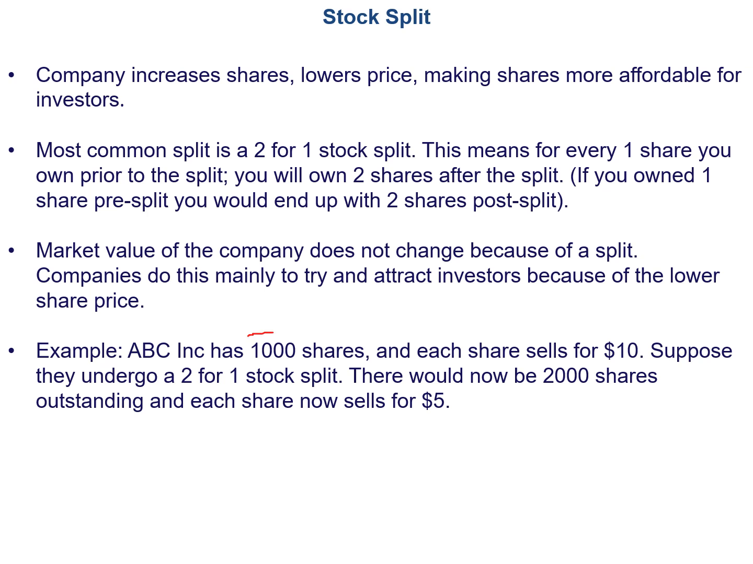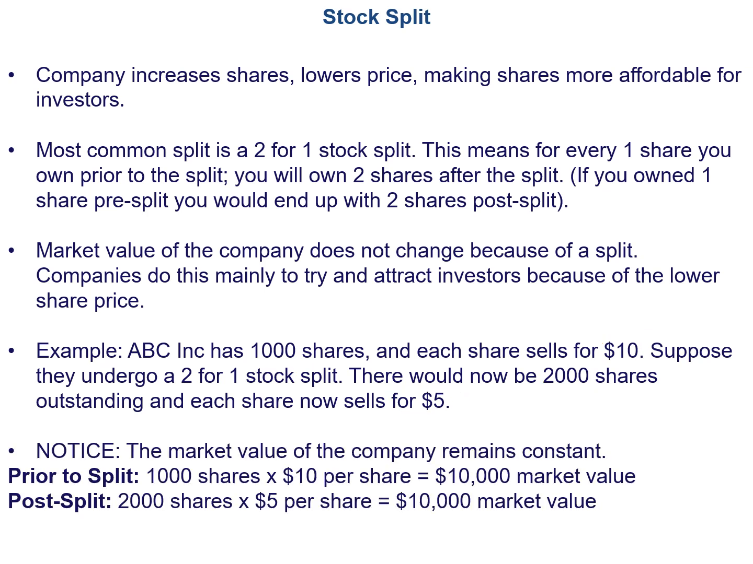So notice that we started with 1,000 shares, and after the split, since it's a 2-for-1 split, the shares have doubled and there are now 2,000 shares outstanding. Now what about the price? Well, the price was $10 per share, and each share now sells for $5, so the price got cut in half. So notice how the market value of ABC Inc. remains constant. Before the split, we had 1,000 shares times $10 per share, which equals a $10,000 market value. After the split, our shares doubled to 2,000. Our share price got cut in half to $5 per share, but 2,000 times 5 is still 10,000, so our market value remains constant.